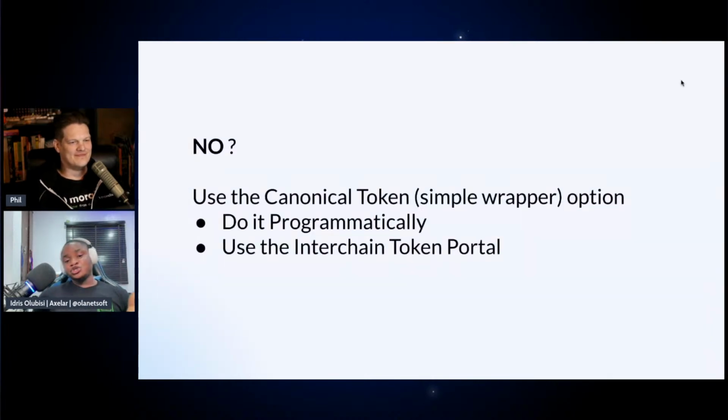So the second option is no, you don't have your token on multiple chains, right? You only have it on a single chain. So the option that is available for you is to use the canonical token option that we have. And under it, you can do it programmatically also, or you use the interchain token portal.